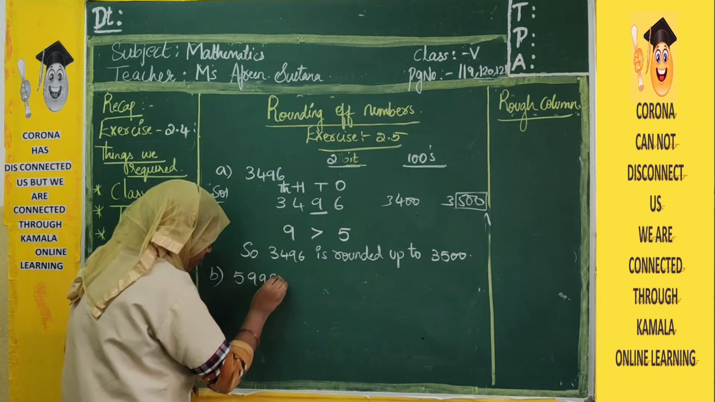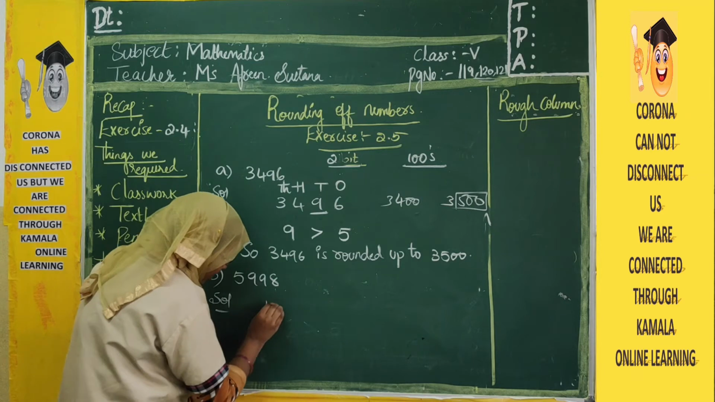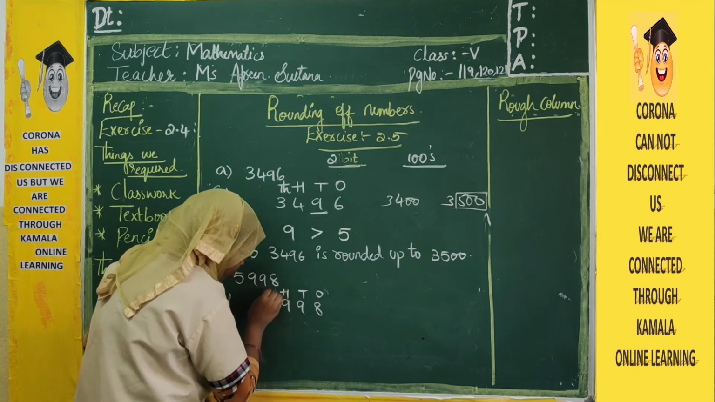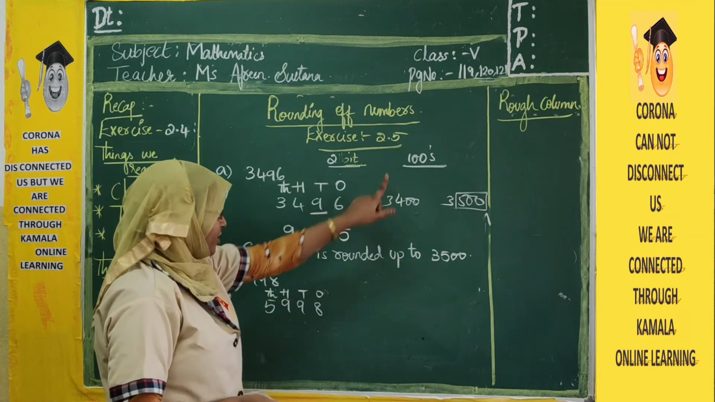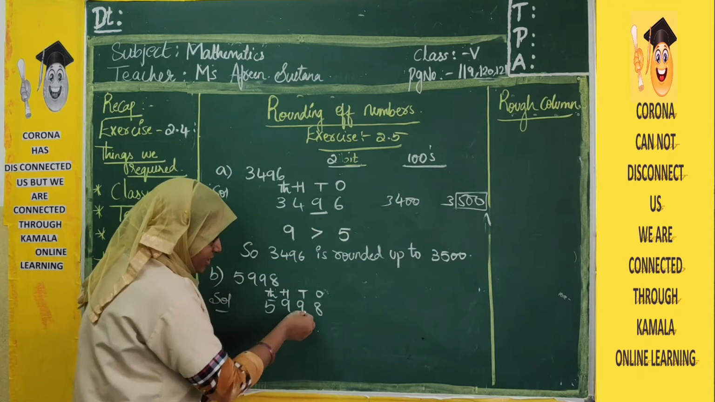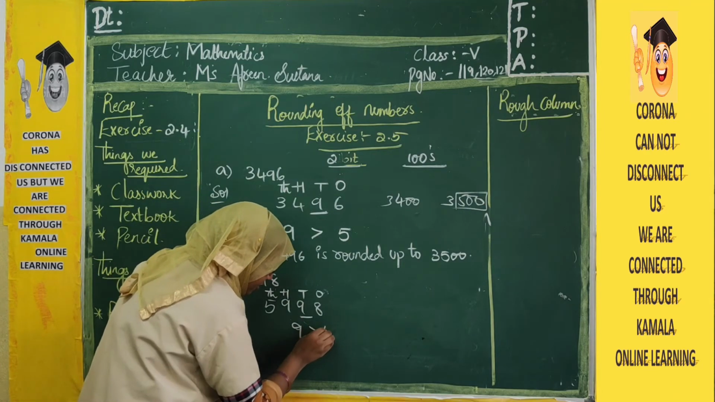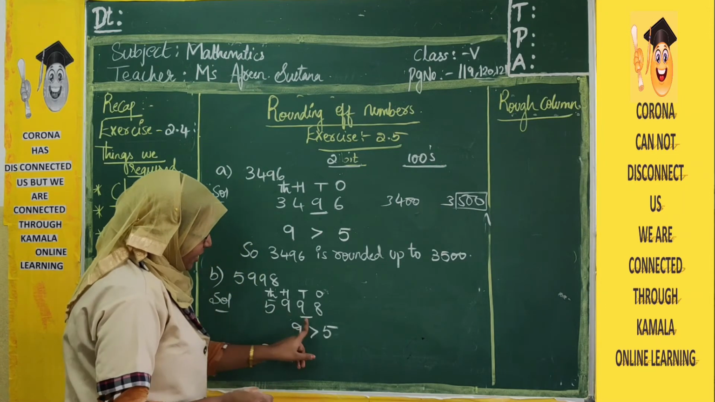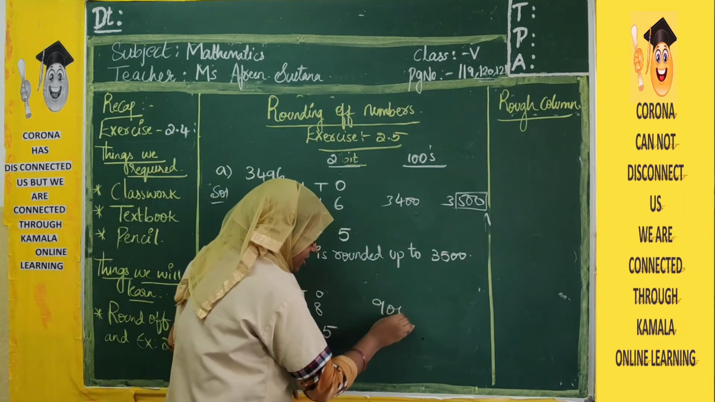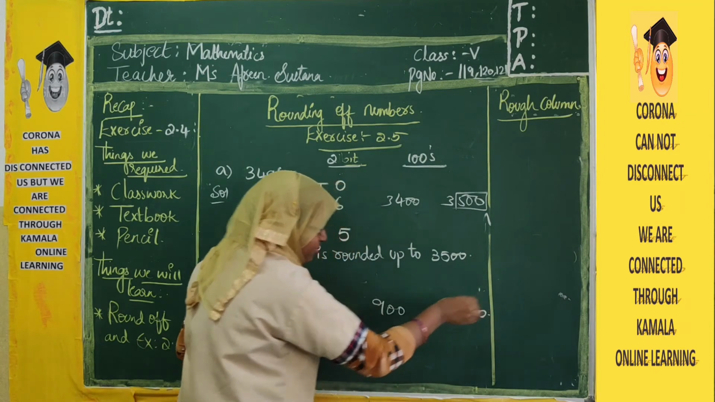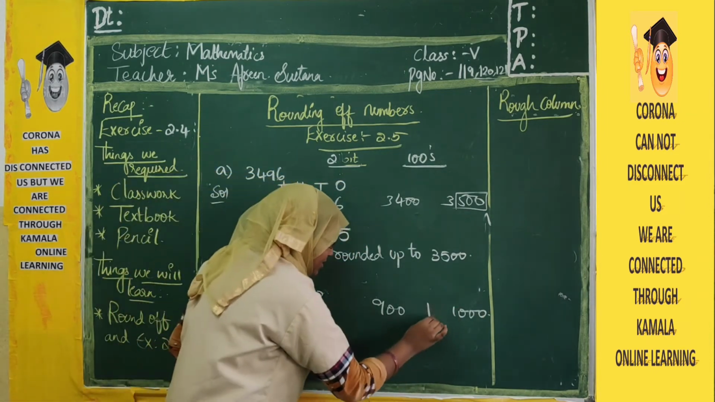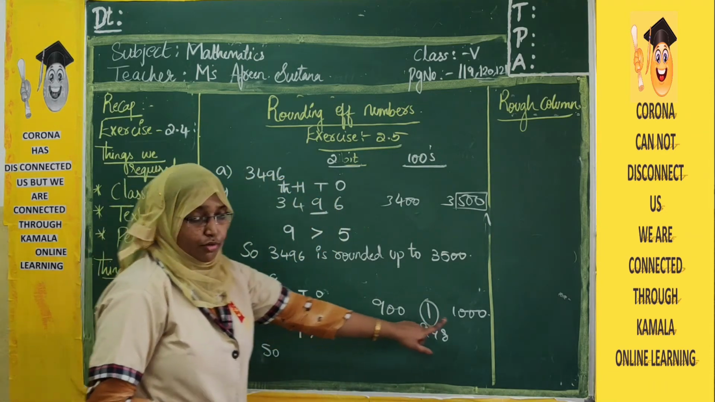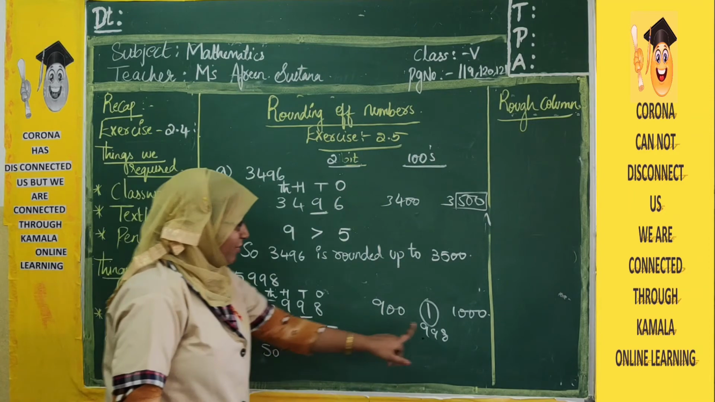5998. Again, if you write place values, this is ones, tens, 100, 1000. As we are doing for hundreds, the digit we will consider is at tens place, that is 9. Again, 9 is greater than 5. Greater than means rounded up. So 998. This value lies between 900 to 1000. As it is greater than, we will move to the 1000.